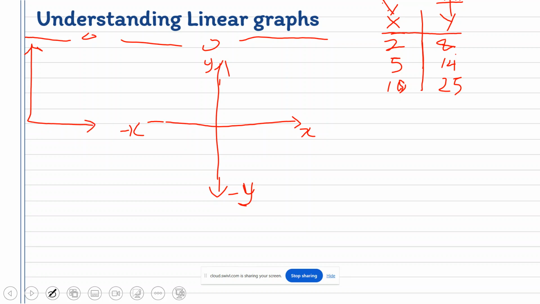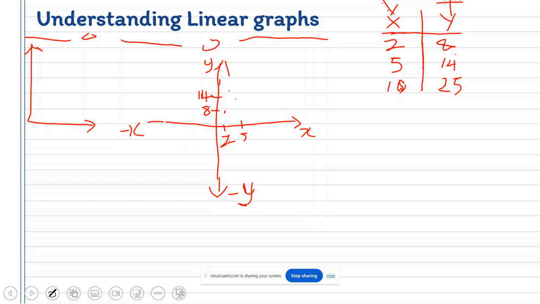Okay, so let's start. Let's say I plot my values. On Y, I have 8, so I look for 8. On X, I have 2. I plot my first value here. The next value, I have 14 on Y and 5 on X. This is just an example, so it's not going to be exact. Forgive me for that. So my next value is somewhere here.